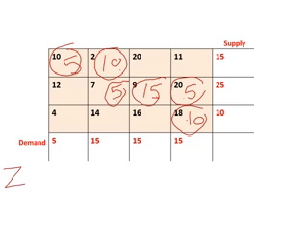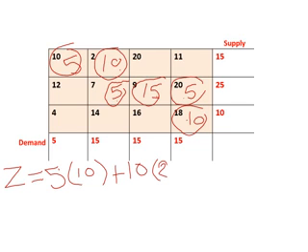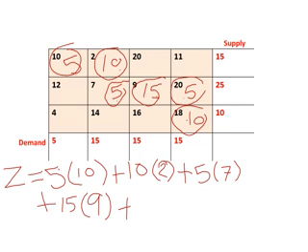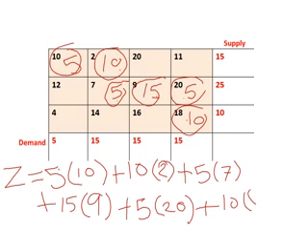This means that Z for the starting solution will equal 5 times 10, plus 10 times 2, plus 5 times 7, plus 15 times 9, plus 5 times 20, and finally 10 times 80. Okay, this will equal $520.